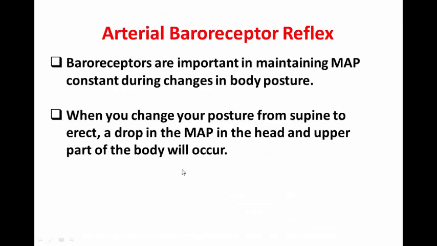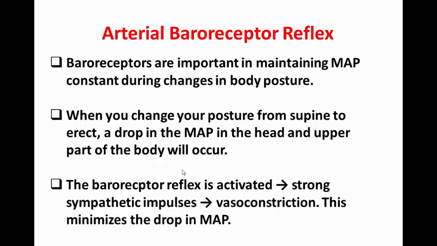The arterial baroreceptor reflex is important in maintaining the mean arterial pressure constant during changes in the body posture, as I just mentioned. When someone changes his position from the lying down, supine position to the standing, erect position, because of the effect of gravity, a drop in the mean arterial blood pressure in the arteries in the head and in the upper part of the body will occur. The baroreceptor reflex is then activated, resulting in strong sympathetic impulses. These would cause vasoconstriction, and this minimizes the drop in the mean arterial blood pressure, hence maintaining a constant blood flow to the brain.